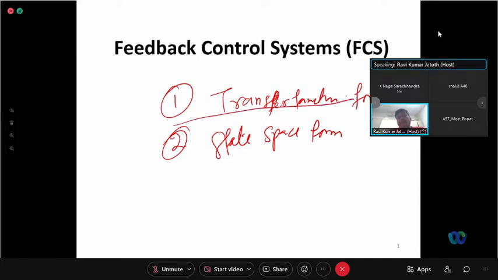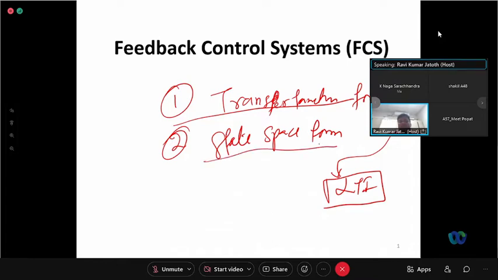For which type of plants can we model using a transfer function? If the system is a linear time invariant system, then we can model it with a transfer function. But all real-time systems are non-linear time varying systems, is it not? When they are non-linear time varying systems, we can model them using the state space form.